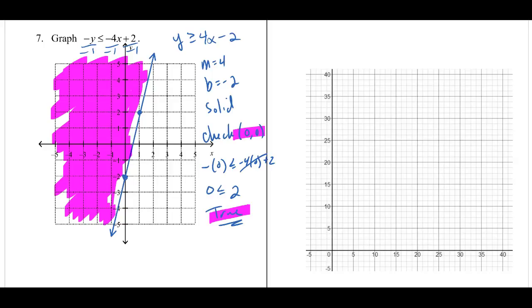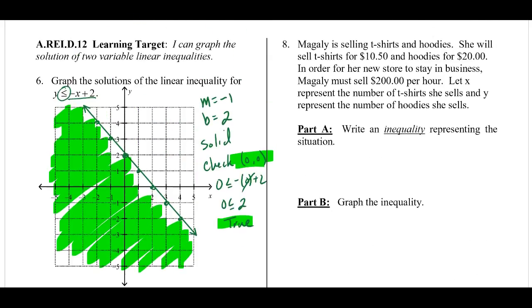Alright, moving on. Number 8. Magali is selling t-shirts and hoodies. She will sell t-shirts for $10.50, hoodies for $20. In order for her new store to stay in business, she must sell at least 200 per hour. Let X represent the number of shirts, Y is the number of hoodies. Write an inequality representing the situation.